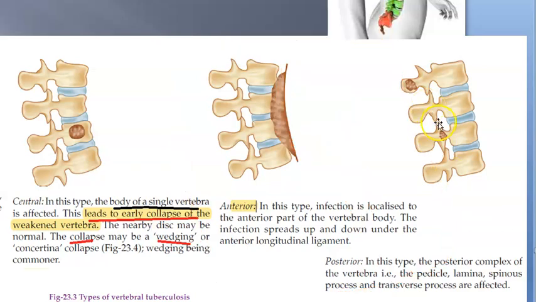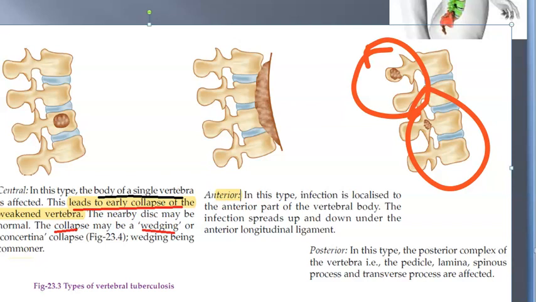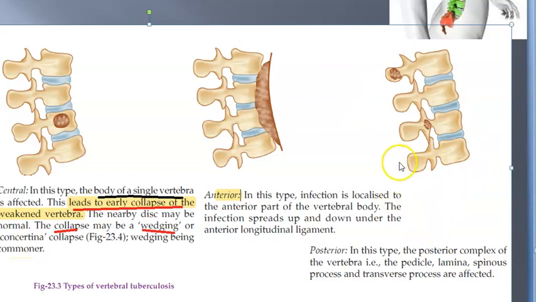Very good. Now look at this last one here, posterior. Very easy for us. In posterior, the posterior part of the vertebra is affected. So what all is there in the posterior part of the vertebra? Do you know the parts of the vertebra first of all? Here what is affected is the pedicle, lamina, spinous process, and transverse process.